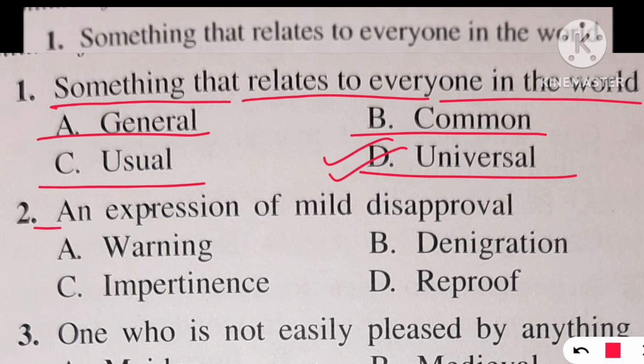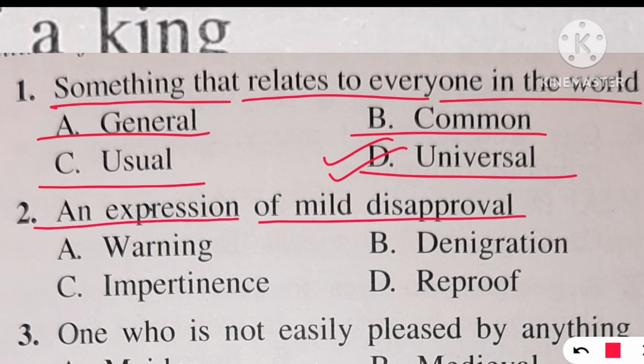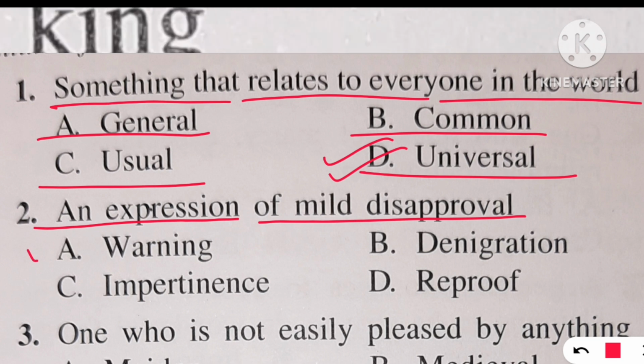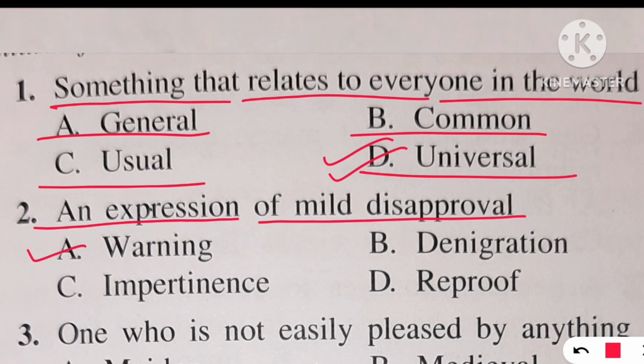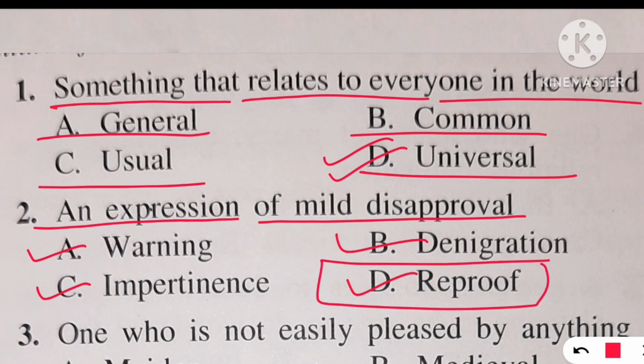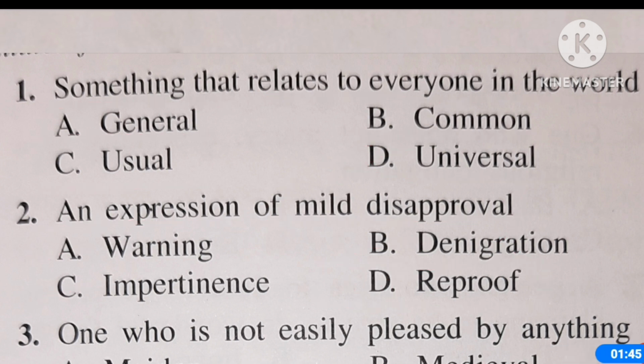Next question. An expression of mild disapproval. Option A warning, option B denigration, option C impertinence, and option D, reproof. The correct answer is option D, reproof. An expression of mild disapproval is reproof.